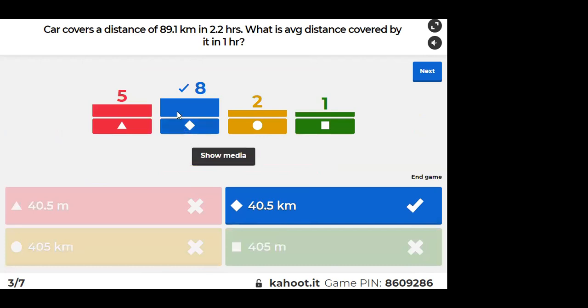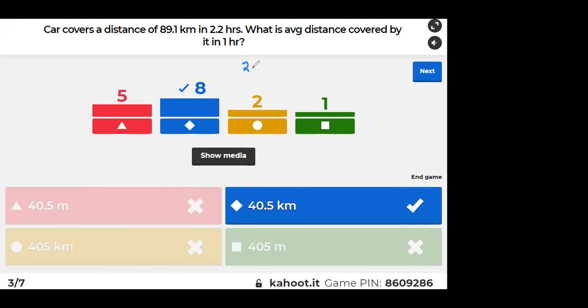Okay, 8 students are correct. Now, let us see. Those who are wrong, let us see. First of all, it is in kilometers. So those who gave this, they gave answer in hurry. How many of you gave answer in hurry? Raise your hand. Because if your answer is 40.5, that is correct. But you should see the unit also. In hurry you made mistake. You didn't notice this.